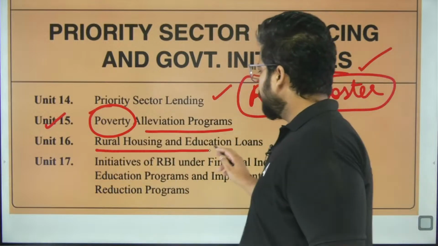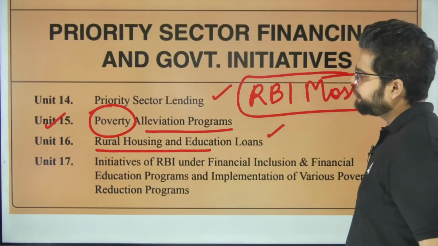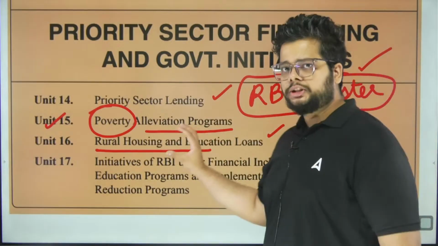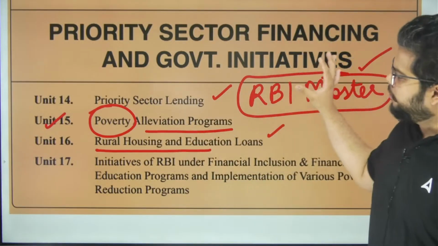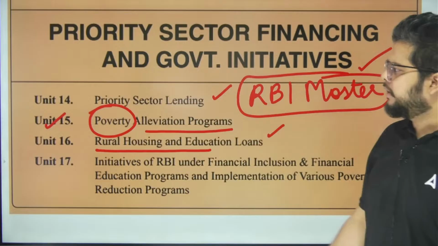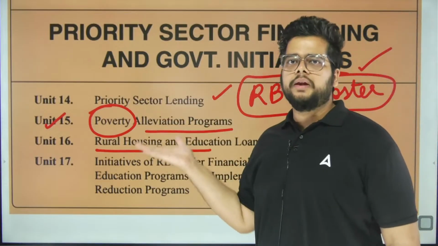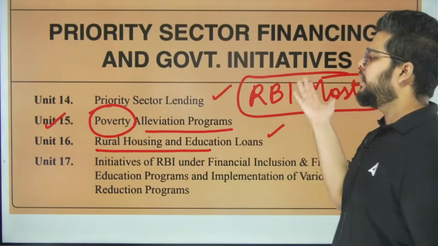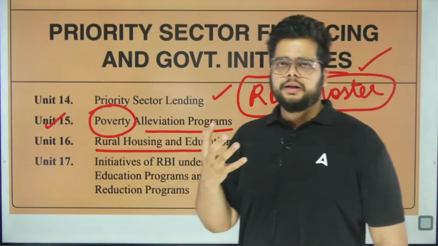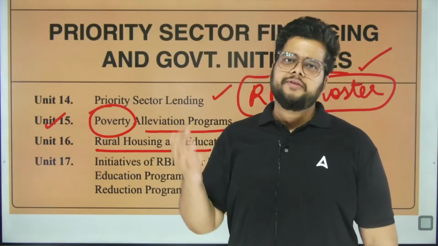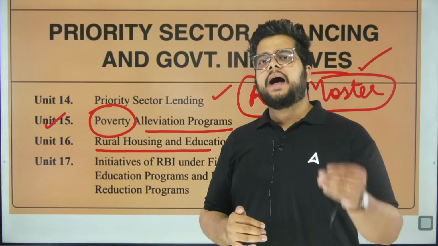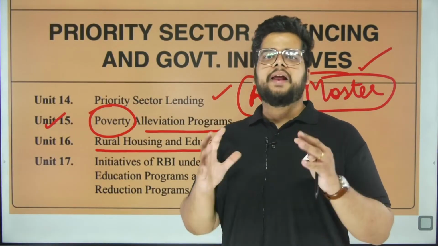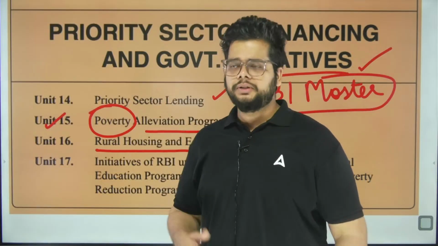Unit 16 talks about the rural housing and educational loans, and here housing and education, as you know, will be a part of your PSL targets as well. So basically an extension only, because the module name is priority sector financing and government initiatives. So all the initiatives of the Government of India will be clubbed together along with the RBI's master guidelines, and we will have a particular module, that is module C.